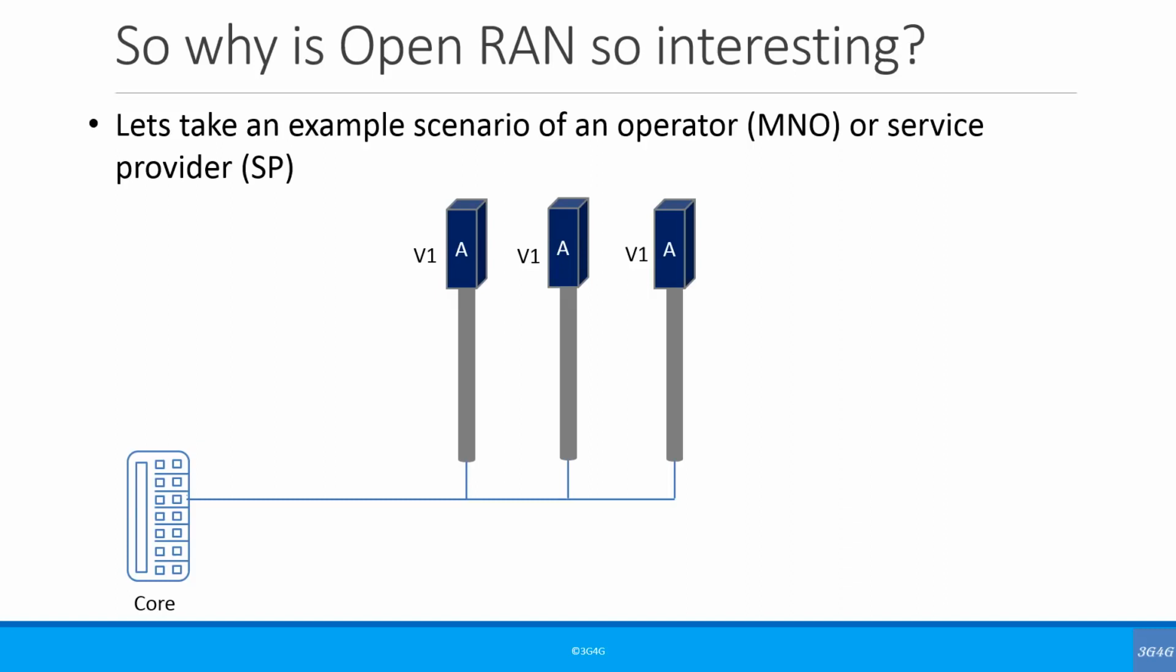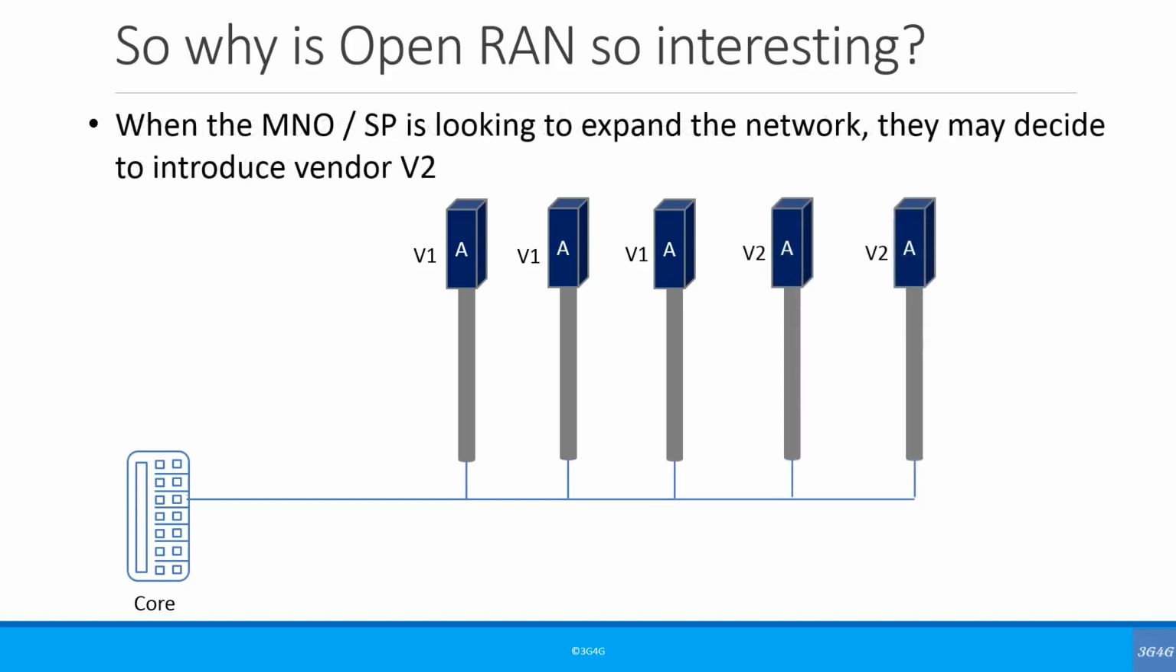So what's motivating the operators to look at Open RAN? We have taken an example where the operator is using Open RAN white boxes from vendor A and has software from vendor V1. Now the operator is expanding the network. They may decide to introduce a new software vendor V2 who puts their software on the white box A. Now there is healthy competition between V1 and V2.